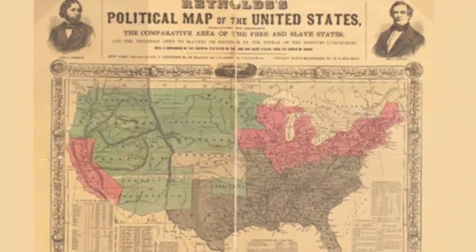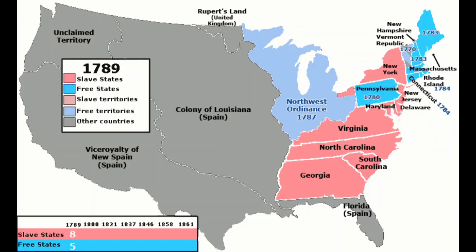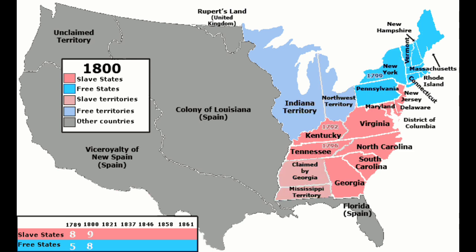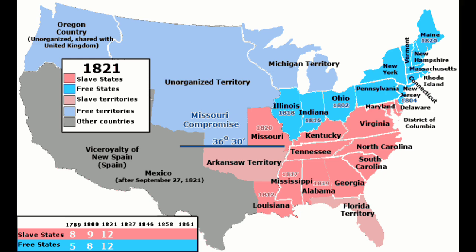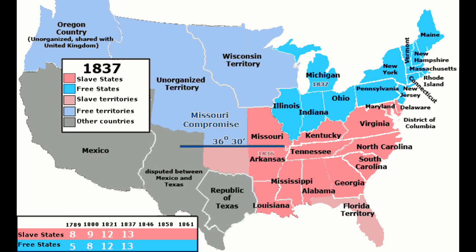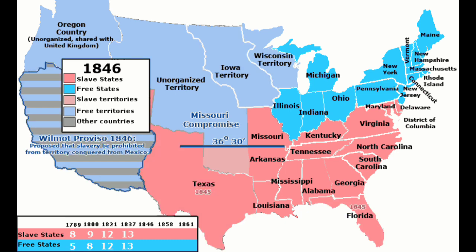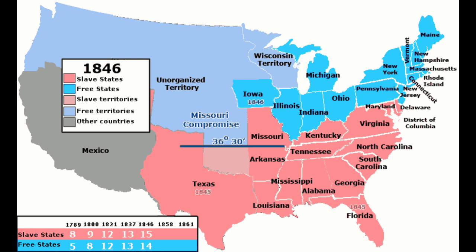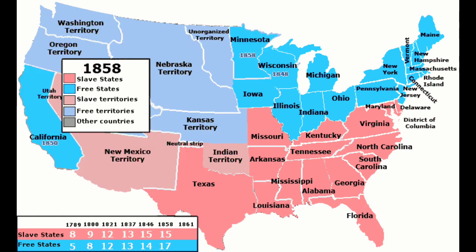Conclusion. The divide between slave states and free states was a central issue in American history, shaping the nation's politics, economy, and society. It was a conflict over fundamental values: freedom versus slavery, federal authority versus states' rights, that could not be resolved through compromise. This division ultimately culminated in the Civil War, a brutal conflict that would determine the fate of slavery and the future of the United States.